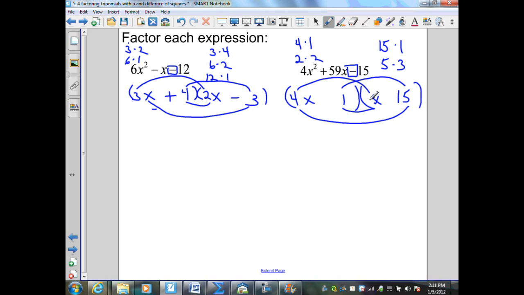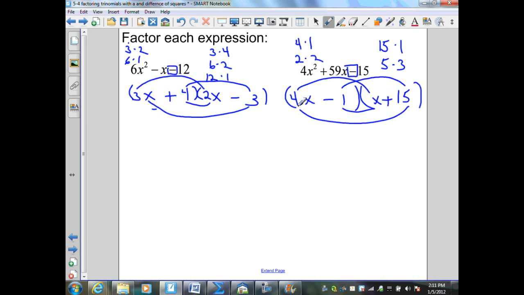Again, my first term is 4x squared. That works. My last term is going to generate a 15. That works. My outer term is 4 times 15, which is 60x. 60x minus 1x is 59x. Now I just need to determine my plus and minus. And to do that, I need my bigger number to turn out to be positive because my middle term is positive. So this is going to be a minus and a plus.